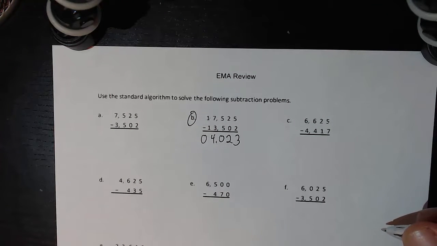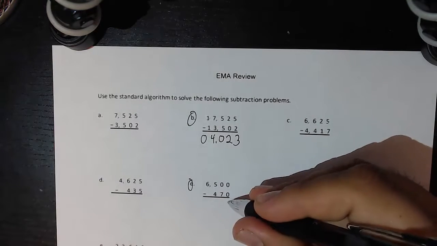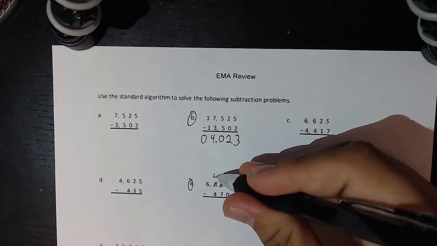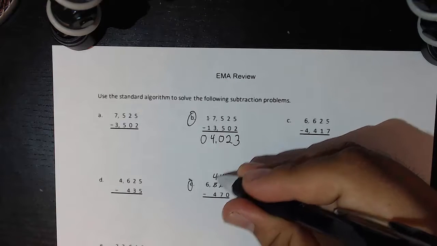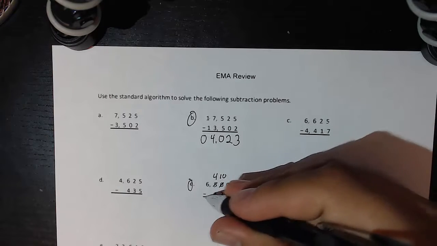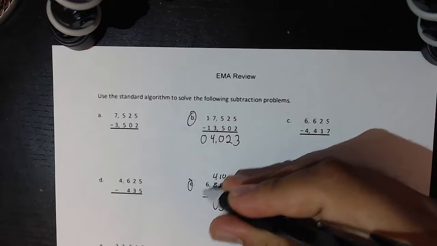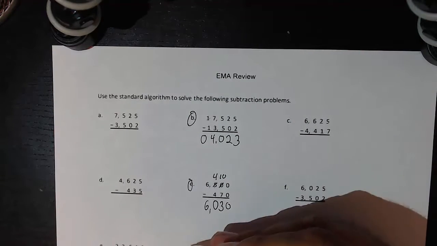Now, let's see if I can find one where I have to regroup, or in this case, borrow. And E, it seems like I have to borrow. 0 take away 7 we can't do. We have to borrow. So let's borrow from the 5. The 5 becomes a 4, and the 0 becomes a 10, because we borrowed 1 from here. 10 take away 7 will give us 3. 4 take away 4 is 0, and 6 take away nothing is 6. 6,030. Now let's go ahead and do H.